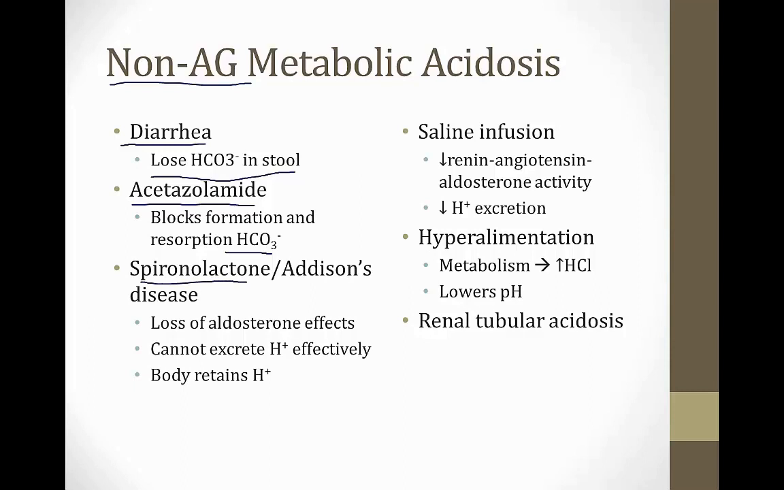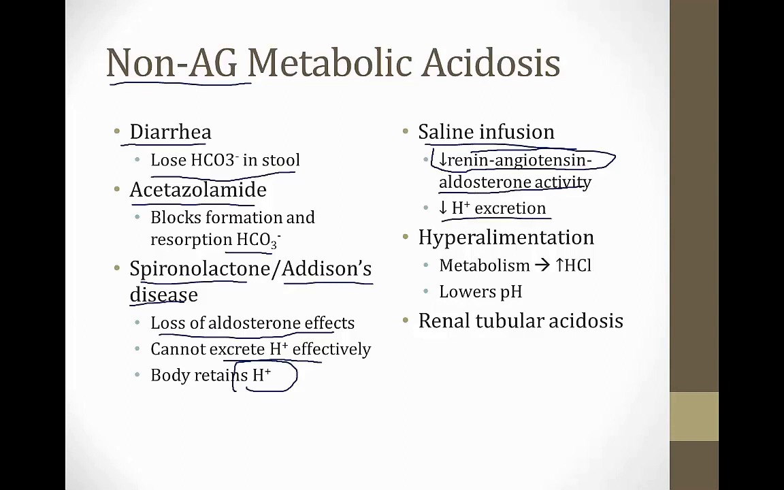If you are taking spironolactone, which is an aldosterone blocker, or if you have Addison's disease where you don't make aldosterone, you lose the effects of aldosterone. And one of the effects of aldosterone is to excrete H+ effectively. So when you can't excrete it, you will retain it. And when you retain hydrogen atoms, you develop an acidosis. If you infuse saline into a patient, you dial down the renin-angiotensin-aldosterone system. This gives you a low aldosterone level. And anytime you have a low aldosterone level, you don't excrete H+ and you retain acid. And this can give you a metabolic acidosis.